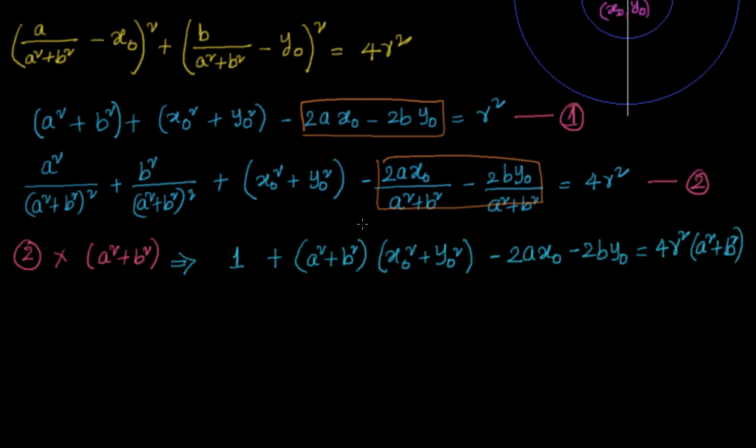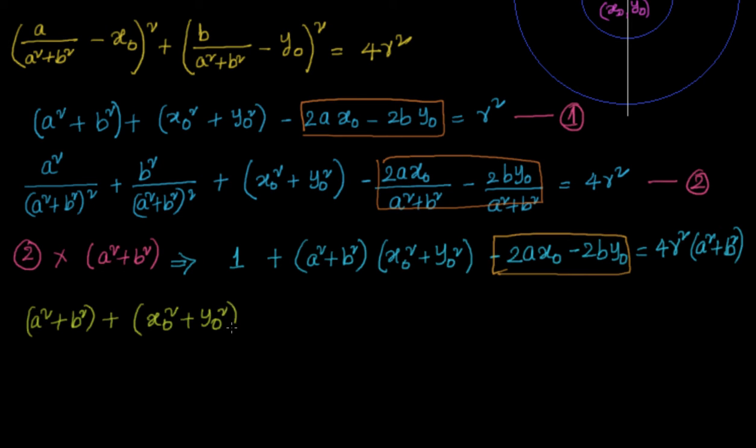Now what we will do, we will try to get 2a x naught and 2b y naught, right? That is what we want to eliminate. So for this, we will go to the first equation and keep that 2a x naught, 2b y naught on one side, and we will equate them. We will have a square plus b square plus x naught square plus y naught square minus r square is nothing but equal to 2a x naught plus 2b y naught. That is what we want to eliminate from both the conditions.